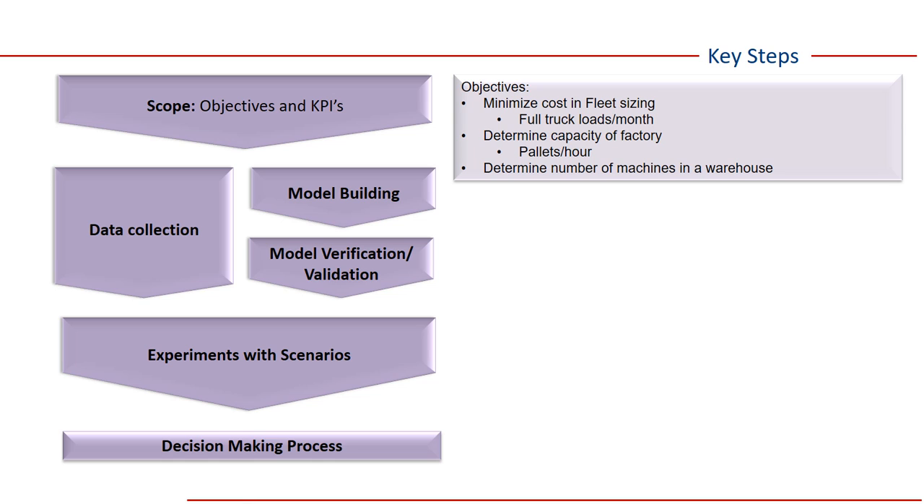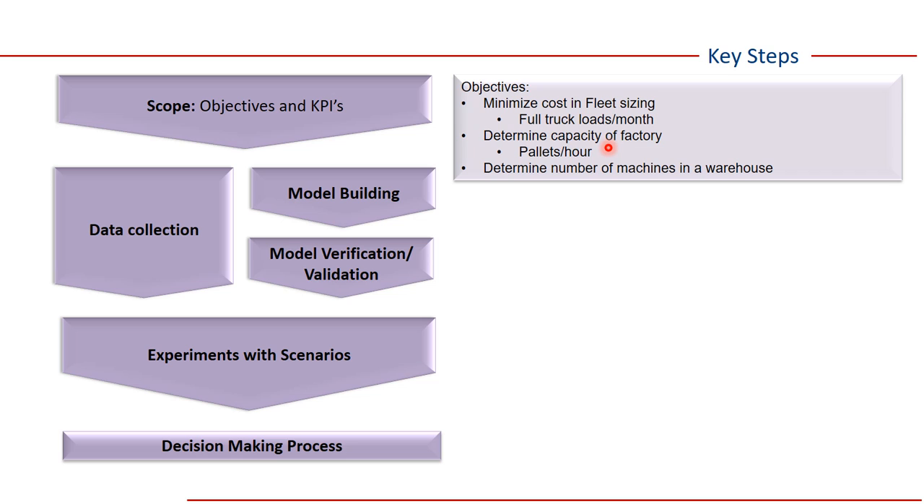For example, usually the objective is to minimize the total cost with fleet sizing in the company. Or maybe you have a factory, and you need to determine the capacity of the factory. According to this objective, you need to have some KPIs to measure the performance of this model and, of course, the performance of your objective.